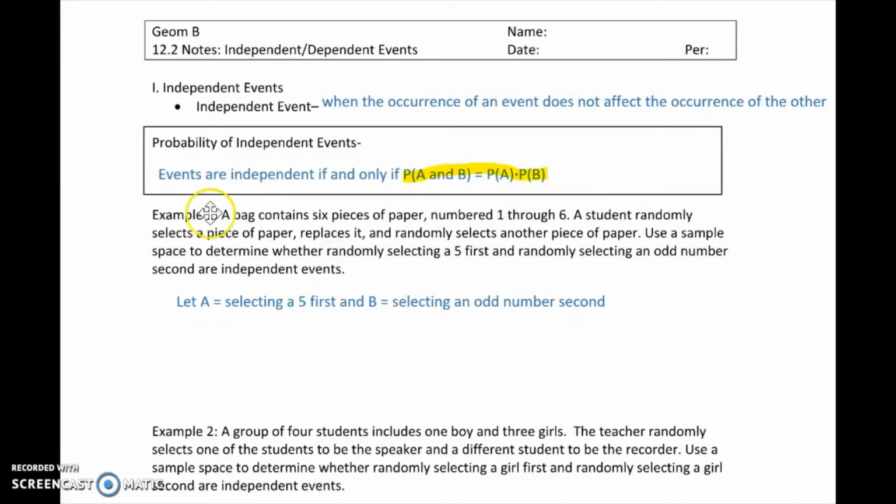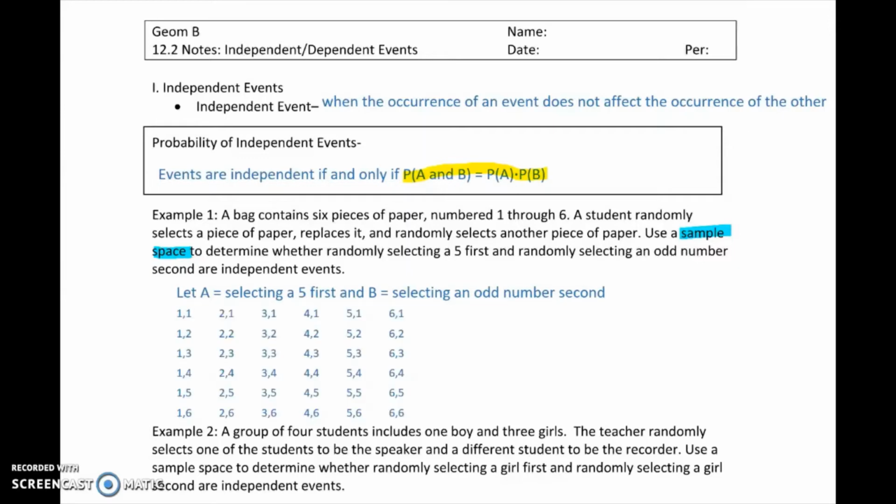If you look at the directions, it says to use a sample space. So we want to use a sample space to determine whether or not our events are independent. Make sure you've listed out all the possibilities. You might do a tree diagram or list out all your possibilities, but we want to determine all outcomes. Let me write down my sample space, and you can try it yourself as well. Hopefully you found that there were 36 different options, because we are replacing the paper. If you draw one first, you put that one back and you can draw it out again. So you have a total of 36 different options.